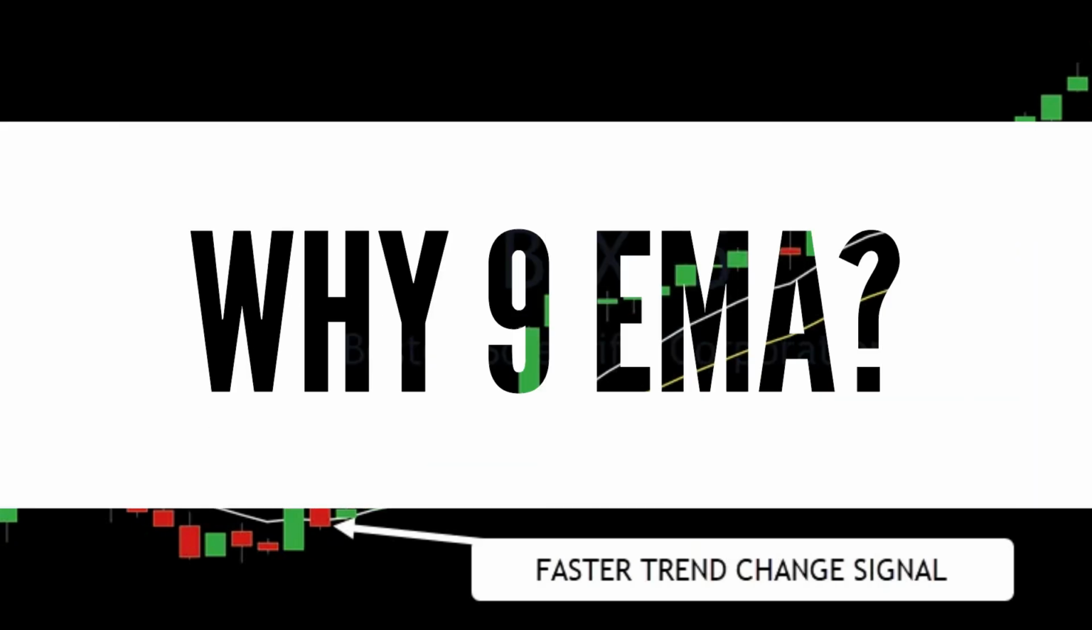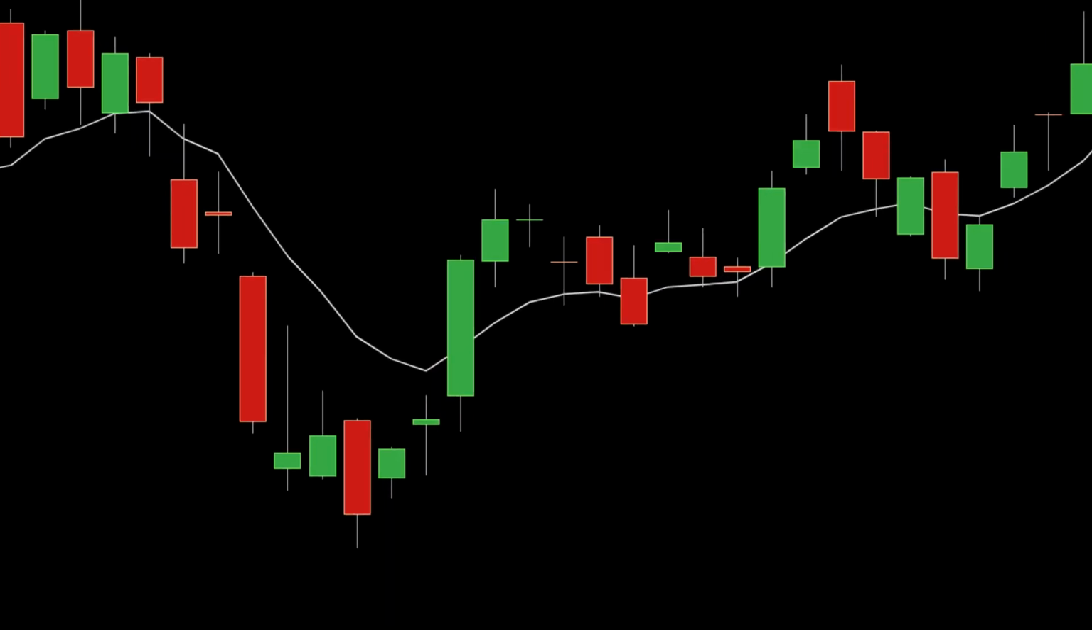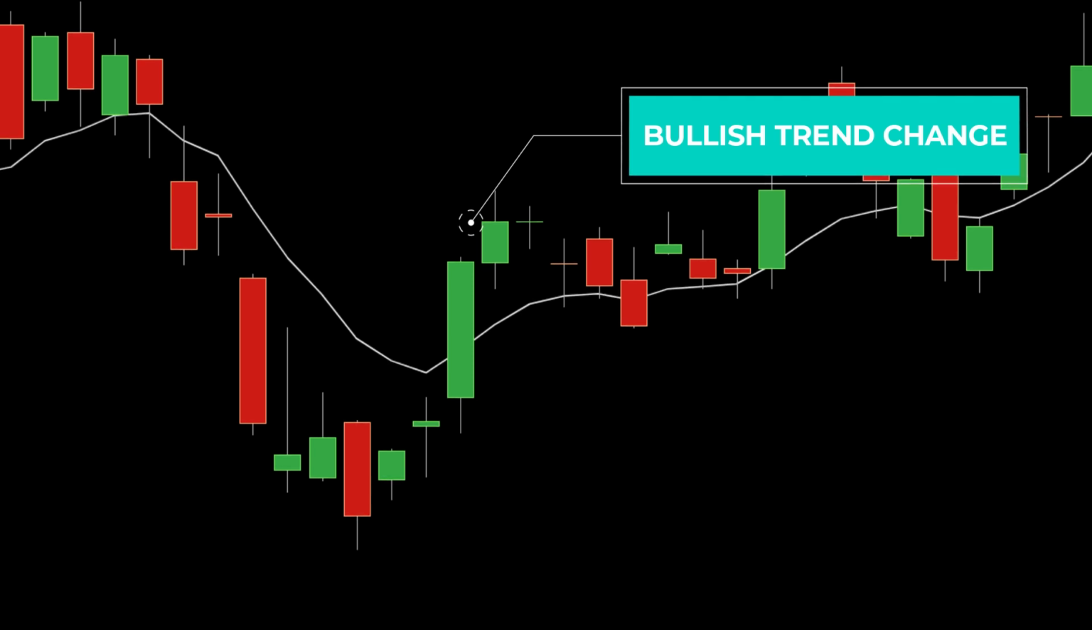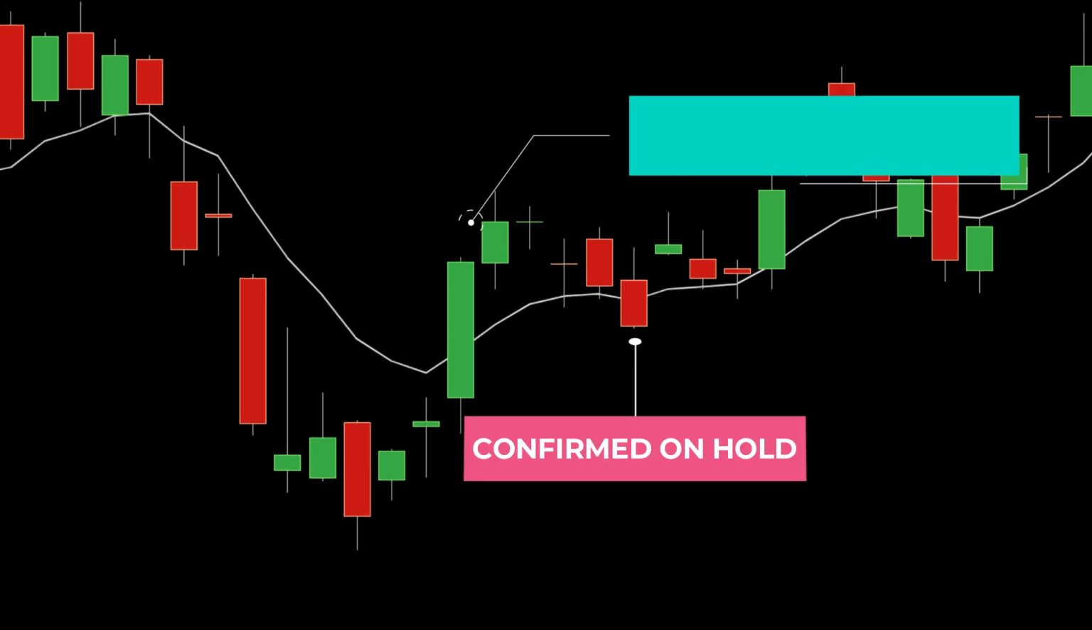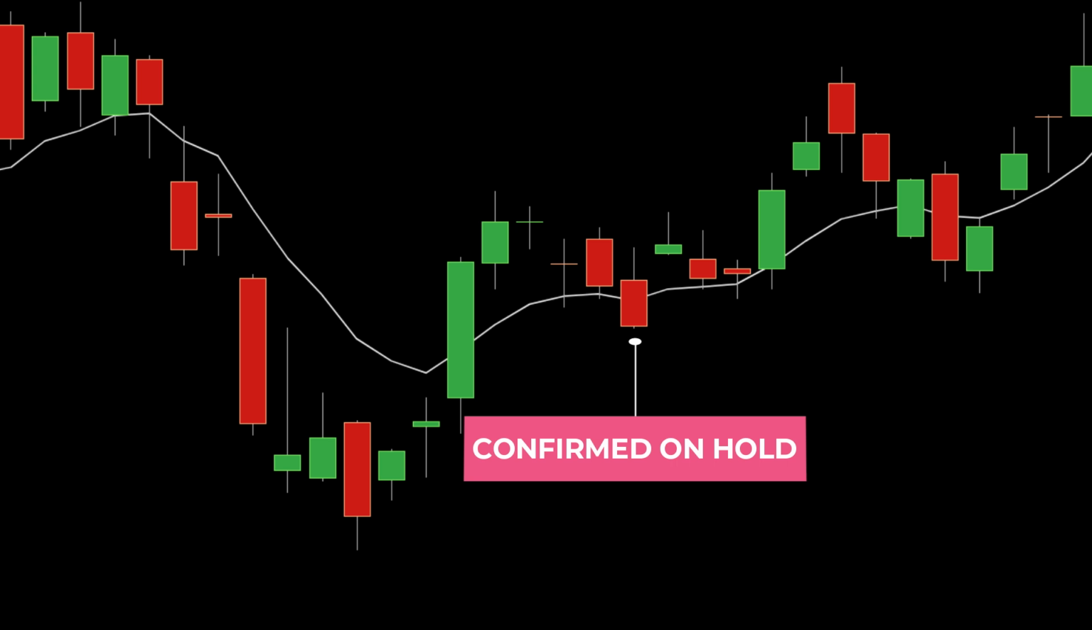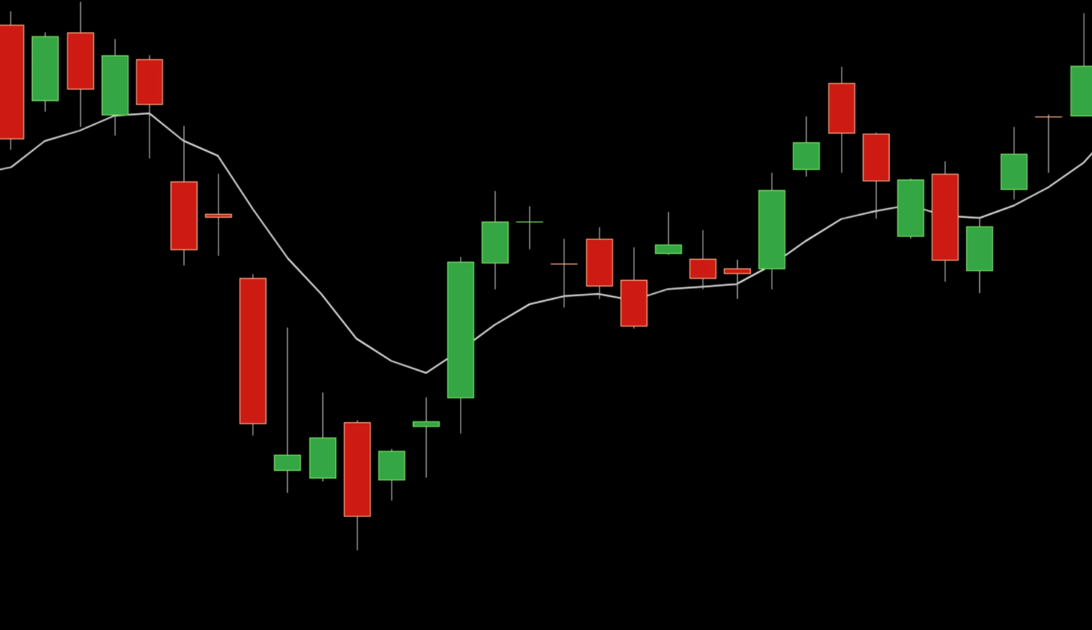So why is the 9 EMA specifically chosen? Well, the answer is in that balance between responsiveness and how reliable it can be. And generally, when prices cross above or below the 9 EMA line, it often signals a potential trend change. And this is going to make it easier for you to make faster trading decisions, especially in fast-moving markets where those quick reactions with an indicator are pretty important.